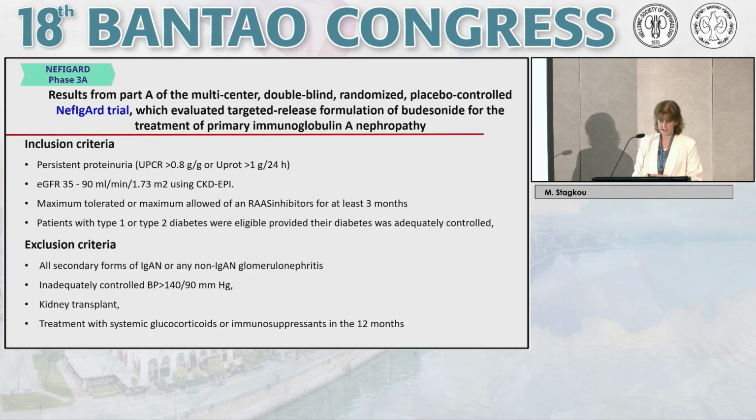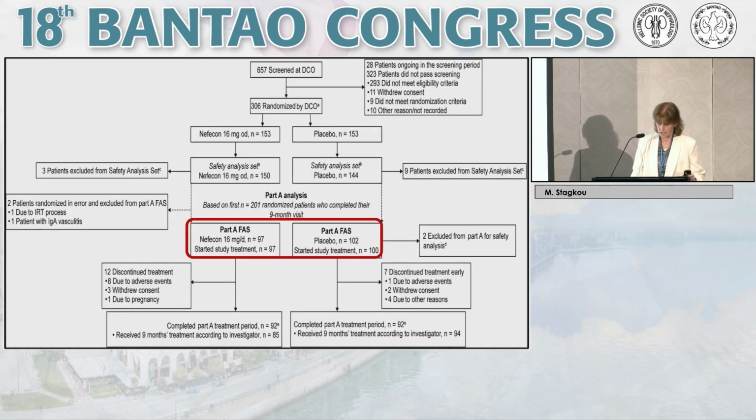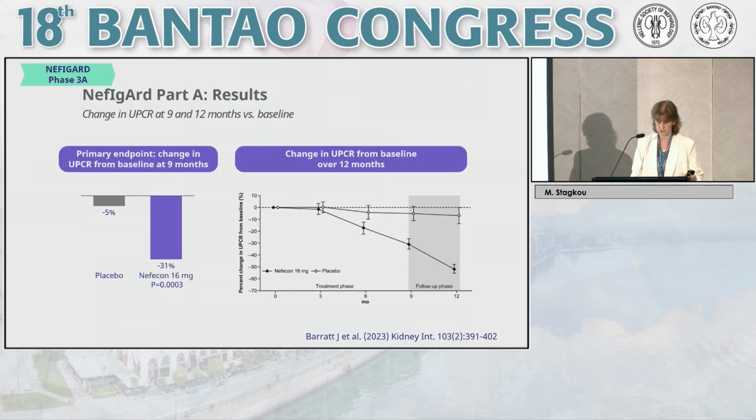Here we've got the NefIgArd study, phase 3A. The inclusion criteria were similar. We had to have a GFR from 35 to 90, and UPCR more than 0.8, or urine proteinuria more than 1 gram. And again, 199 patients, 100 were in placebo, 99 patients, 97 patients in 16 milligrams of budesonide.